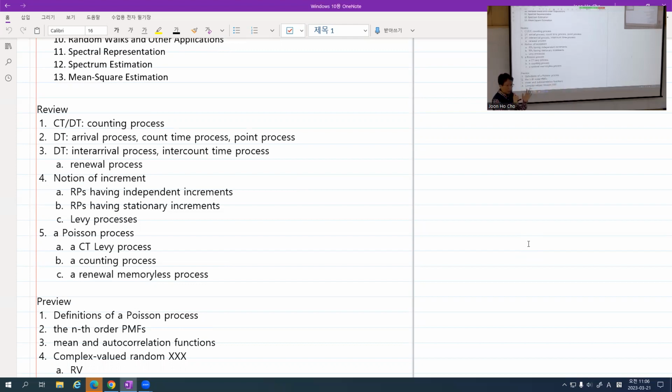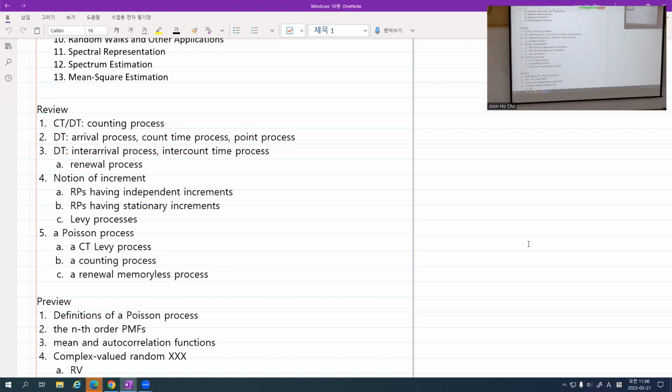Okay. Given a single real-world phenomenon, you can define a continuous time or discrete time counting process, and you can define a discrete time process, or you may say sequence of random variables, called the arrival process, and another discrete time random process called inter-arrival process. Of course, they have different names, meaning the same thing. So arrival process is also called count time process or point process. And the inter-arrival process has the alias inter-count time process.